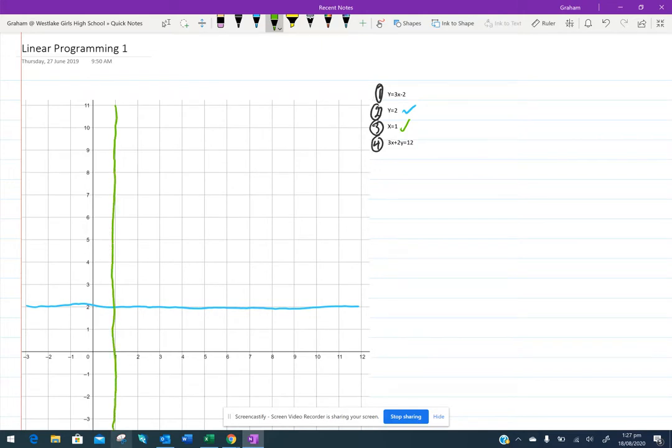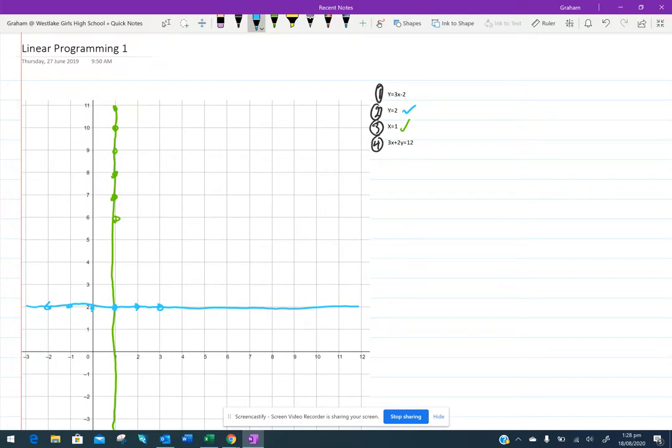And the reason why that works is because if I find all the different sets of coordinates on my line for x equals 1, every single one of them has an x value of 1. Same with my y equals 2 line. Every single point on this line has a y equals 2 value. So my y coordinate is always 2. Okay, so those are my first two lines drawn.